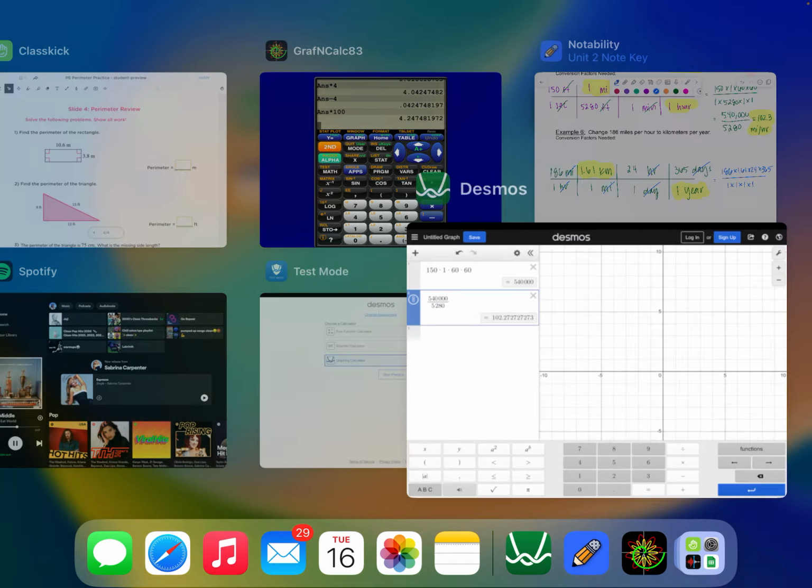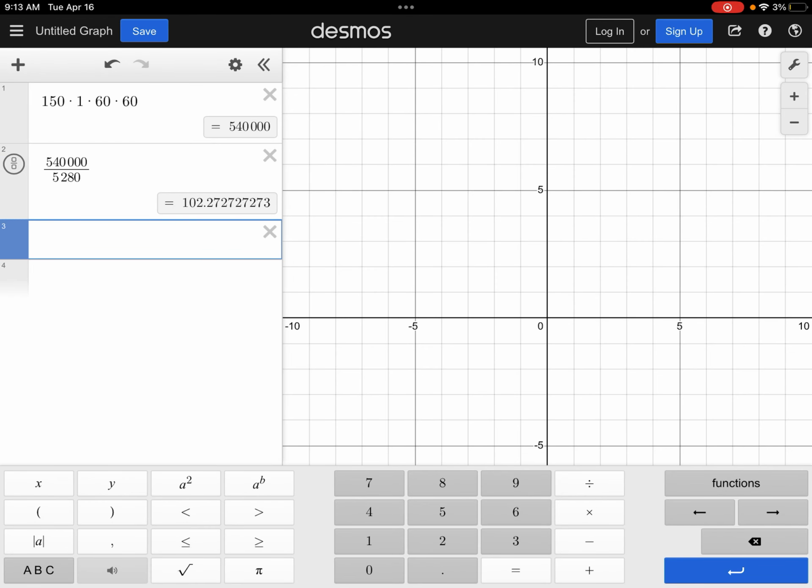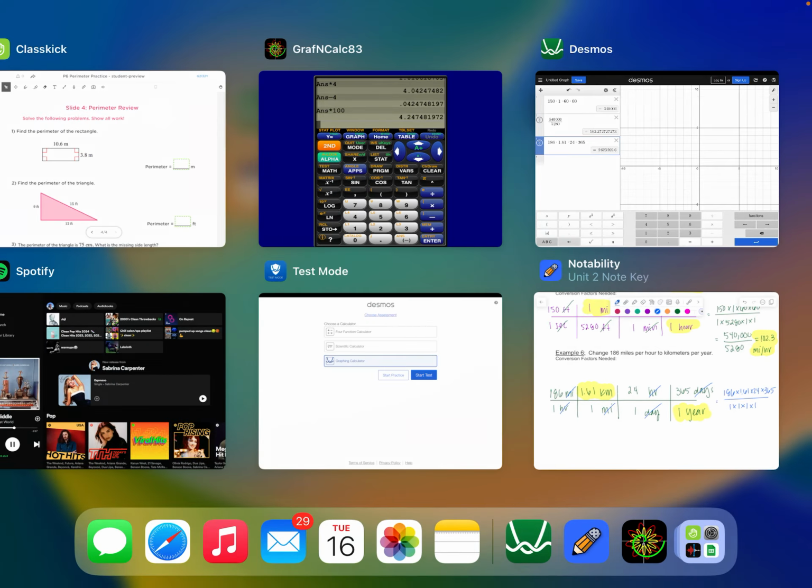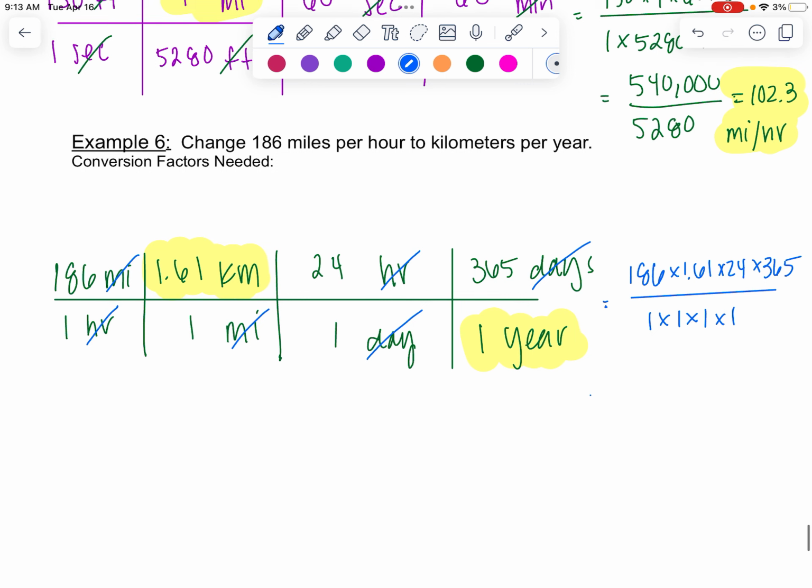So go to your calculator. I'm going to take 186 times 1.61 times 24 times 365. What does that give me? Woo! 2,623,269.6. That's a really big number. We're left with our kilometers all over 1 year, and I'm just going to leave it like this. Okay, and you are done.